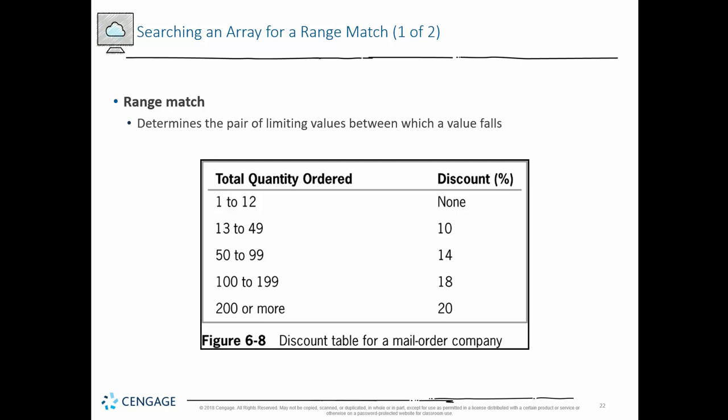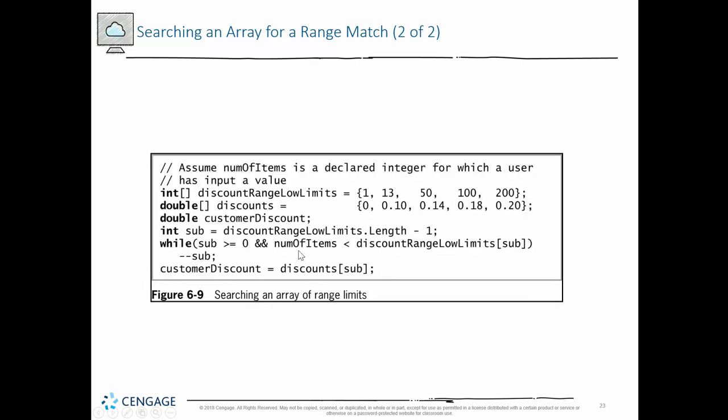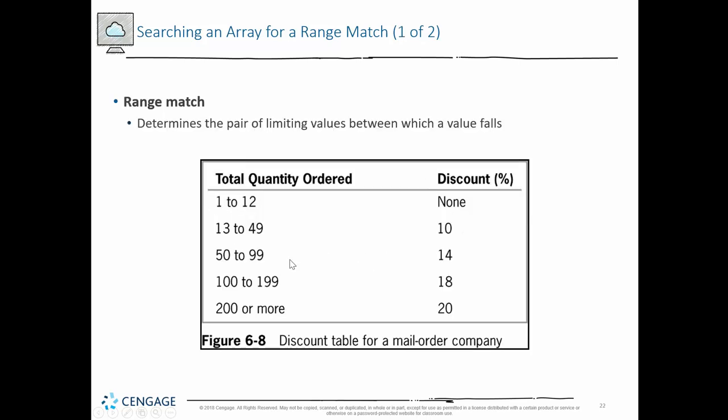Here's another one where they've used quantity ordered. So if you only order 1 to 12, you get no discount. Notice if you go up to 200 or more, you get a 20% discount. All right. And here, they've mapped them up. Notice they use the lower range.